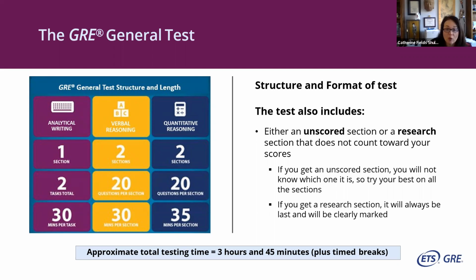So in total, though, with all those sections, there are 6 sections in total. So 1, 2, 3, 4, 5, those, and then one of the unscored or research sections makes 6. And you'll have a 10-minute break after the 3rd section. And so approximately the GRE General Test should take you 3 hours and 45 minutes to include your timed break.